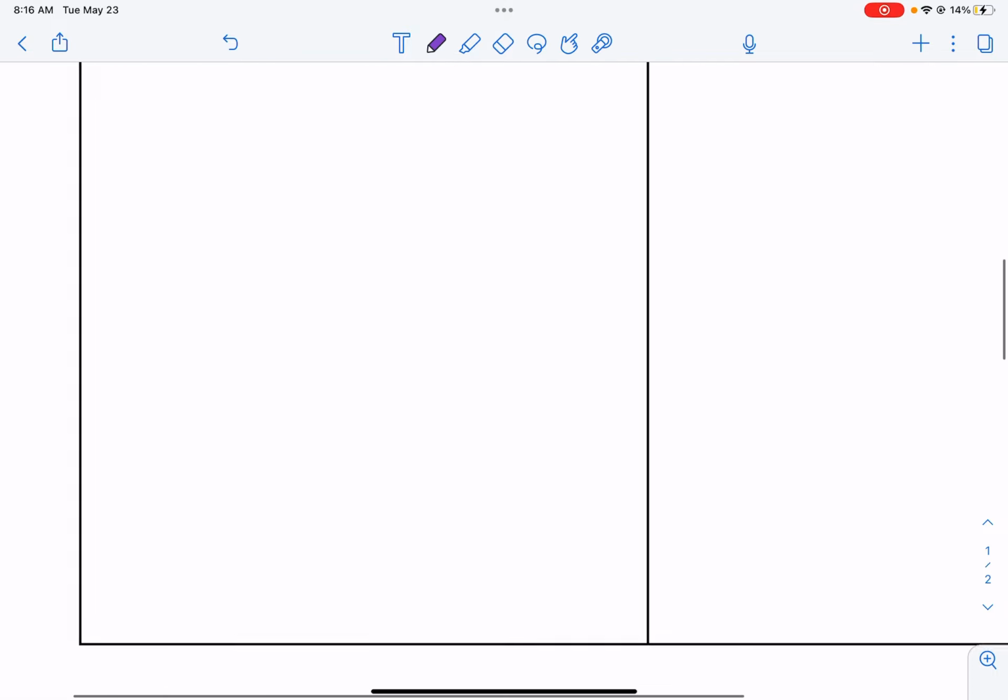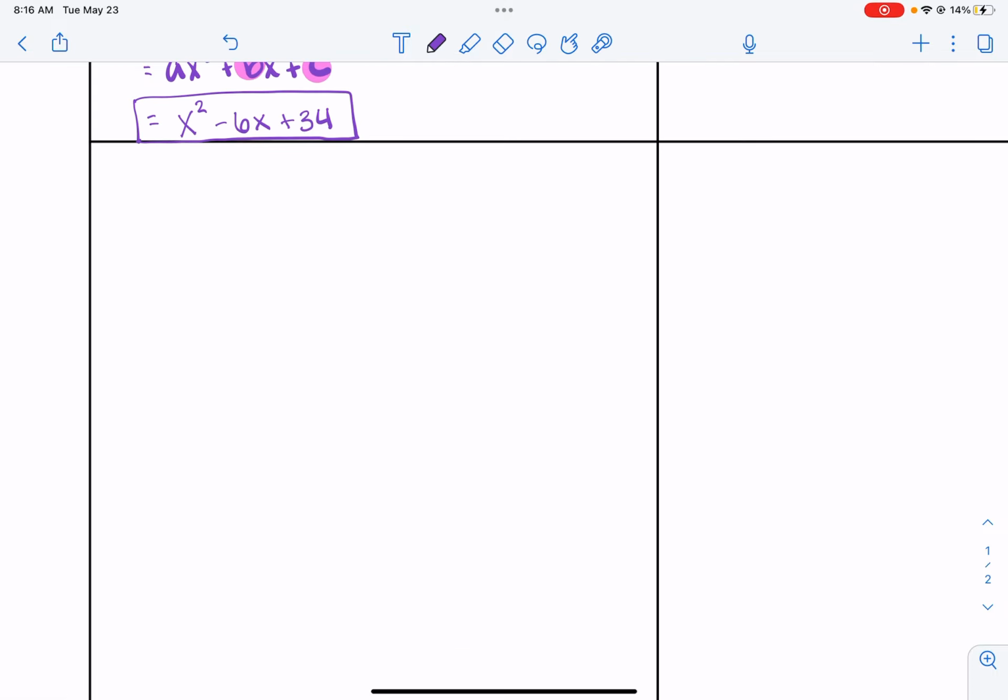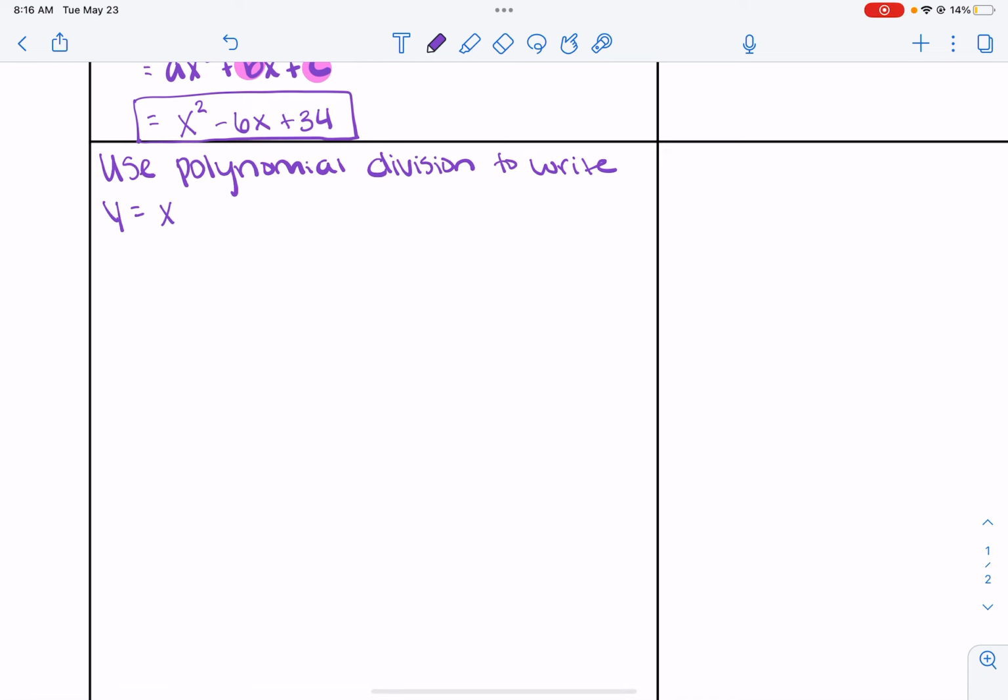Okay, and then the last one is going to be polynomial division. So we're going to use polynomial division to write y equals x cubed plus 2x squared minus 7x minus 2 as x minus 2 as a quadratic factor.